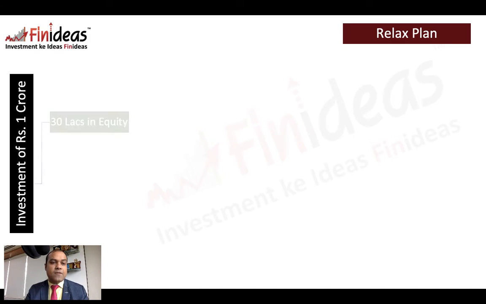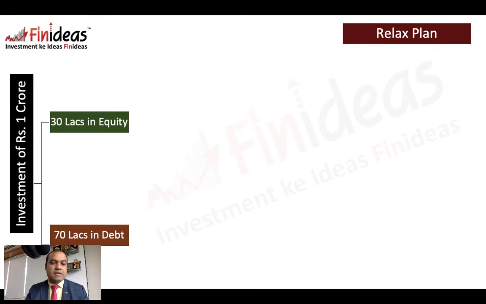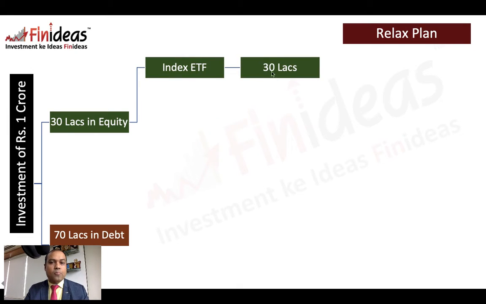So you will bifurcate your 1 crore in two chunks. 30 lakhs you will park in the equity segment and 70 lakhs you will park in the debt segment. Why in the equity segment? Because we want growth. And why in the debt segment? Because we want safety. So in equity we will buy the index ETF of rupees 30 lakhs.